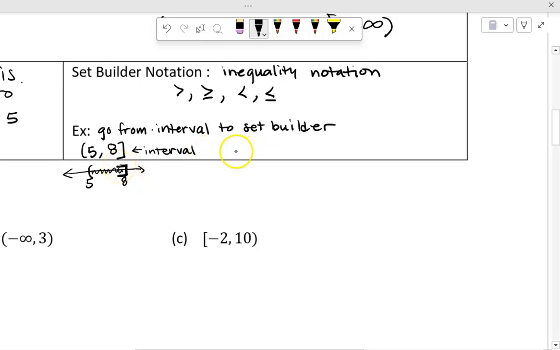And the way to write that in set builder is by putting x in the middle of the lowest and highest numbers. X is not allowed to equal 5, and 5 is the lowest, so 5 is less than x. X is allowed to equal 8, and 8 is the highest, so x is less than 8 because 8 is the highest. And we want to put a little equal bar because we have that. So that's how we go from one to another.